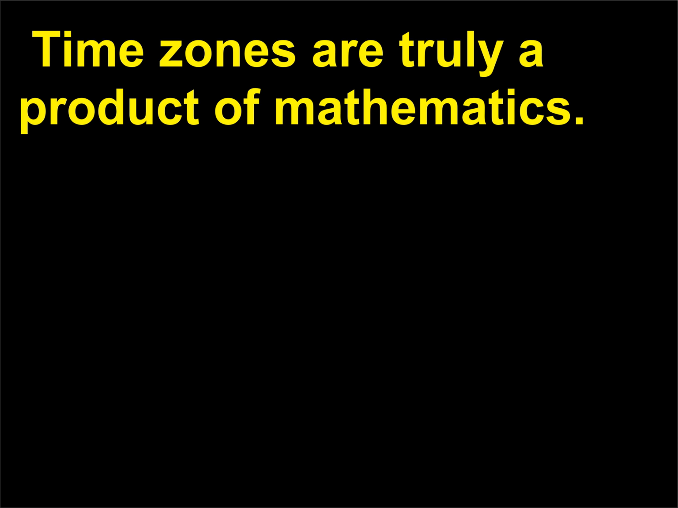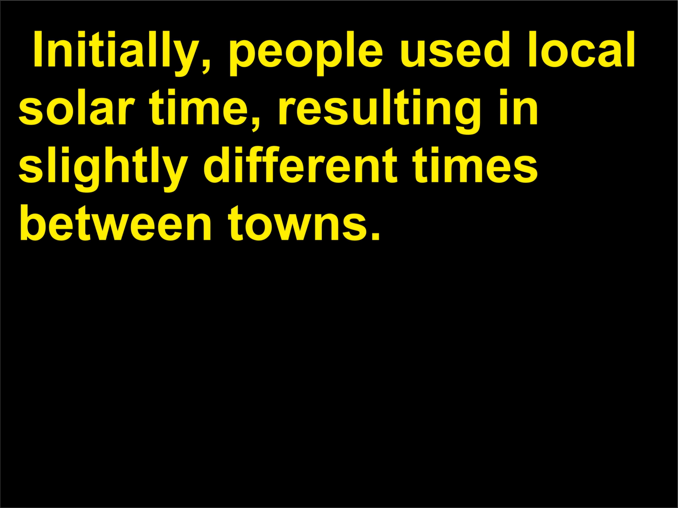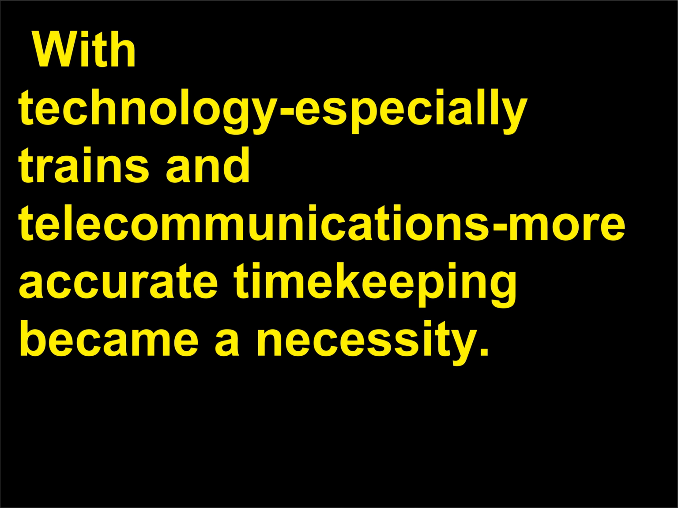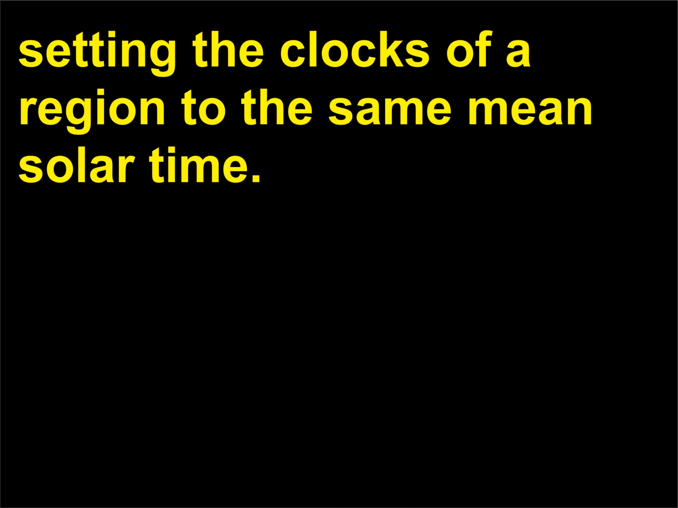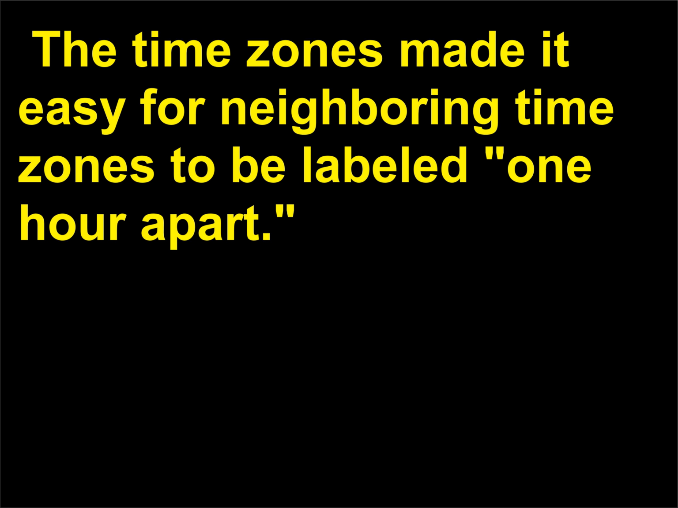Time zones are truly a product of mathematics. Initially, people used local solar time, resulting in slightly different times between towns. With technology, especially trains and telecommunications, more accurate timekeeping became a necessity. Thus, time zones helped solve many of the problems by setting the clocks of a region to the same mean solar time. The time zones made it easy for neighboring time zones to be labeled 1 hour apart.